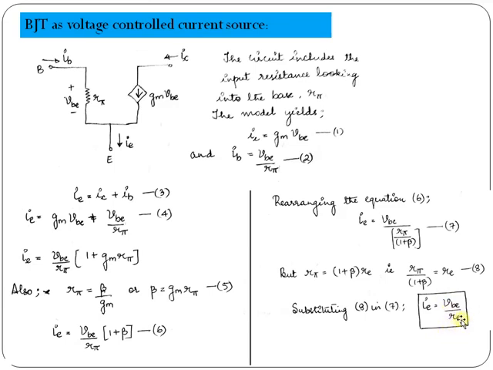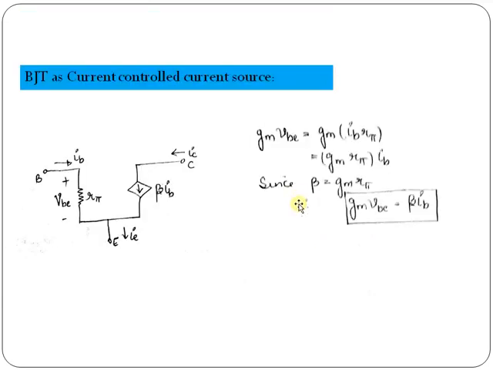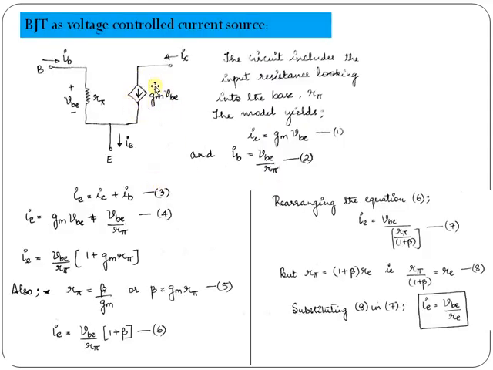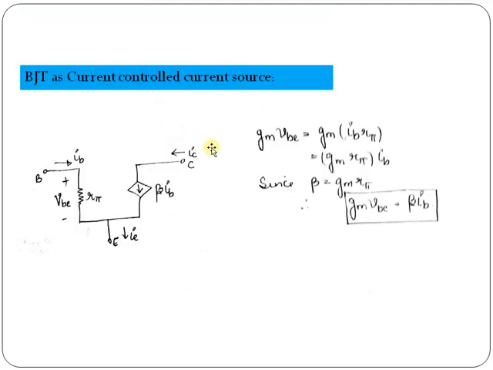Moving on to the second version, that is the BJT as a current controlled current source. Earlier, if you remember, we had represented the current source as GM into VBE. Now we are trying to prove how we obtain it as a current controlled current source. Here GM into VBE is equated to GM into, and VBE is nothing but IB into R pi. If you rearrange this, we know that GM into R pi is nothing but beta, so we get it as beta times IB. That is how we obtain the second version of the hybrid pi model.